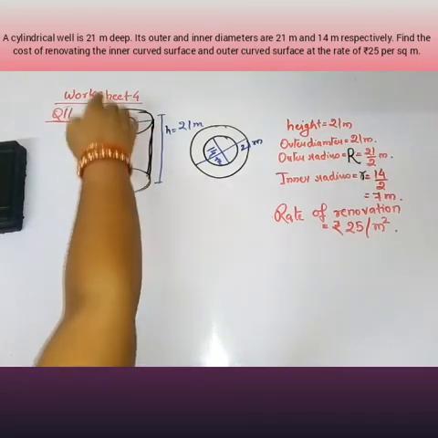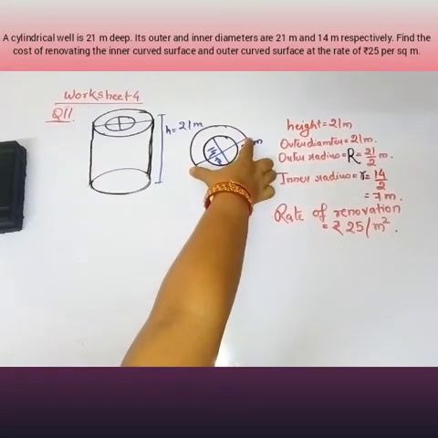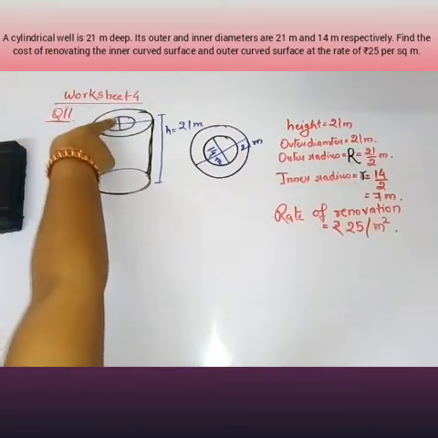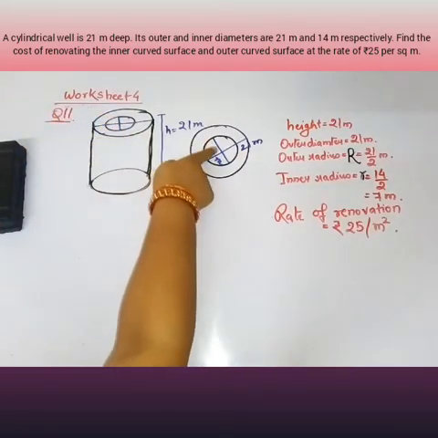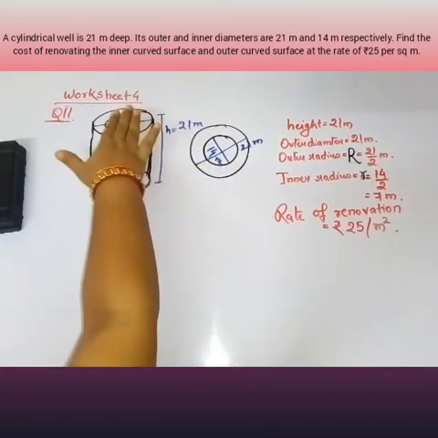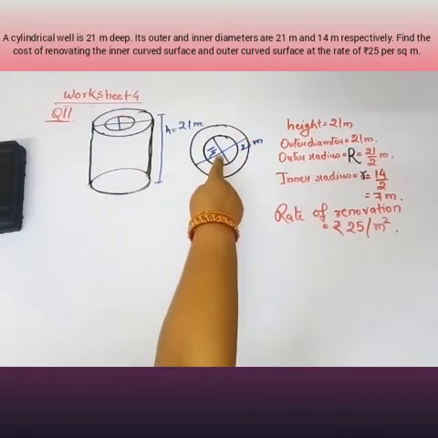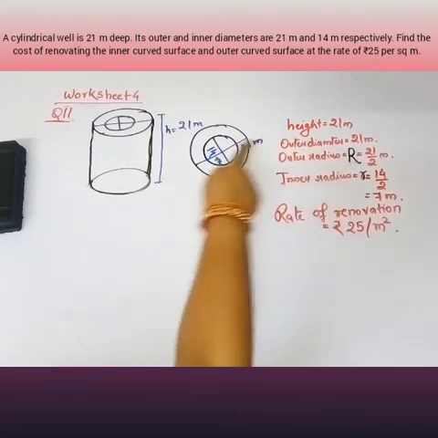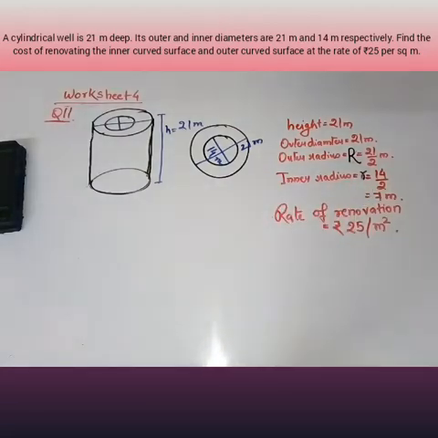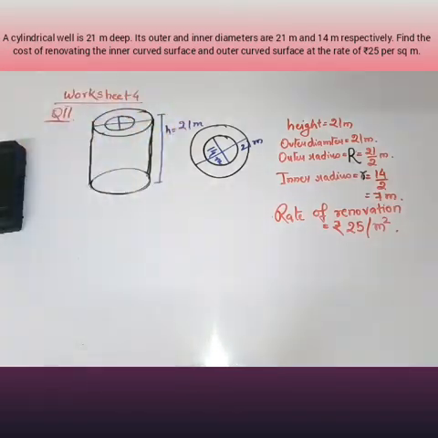And if you will see the upper view of this well, it will look like this. This is the diameter, that is the outer diameter, and this is the small inner diameter. So here this is the inner diameter. I have just drawn the picture of the upper view of this well. So this is 21 meter, that means the radius is 21 by 2 meter, and this is 14 meter, so the radius will be 14 by 2, that is 7 meter. We have to renovate the inner curved surface and the outer curved surface also.